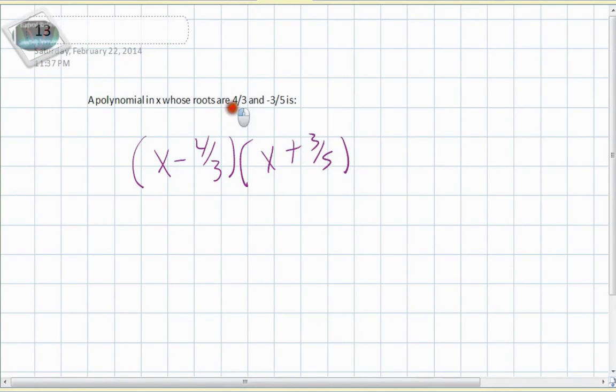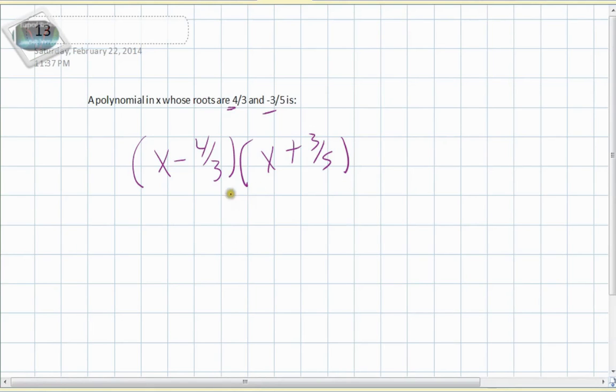The reason why I used minus 4/3 and plus 3/5 is because when you're doing the math and solving for X to get the roots, you'll have X minus 4/3, and if you were to solve for X, you would say X minus 4/3 is equal to 0, X is equal to 4/3, and that would be your root. So that's how they got that. They started here, right? So that's just how the math works out.